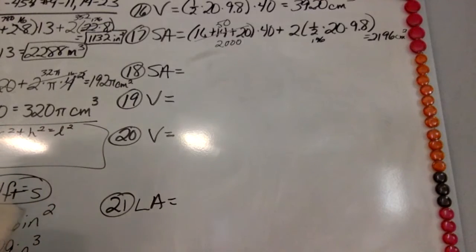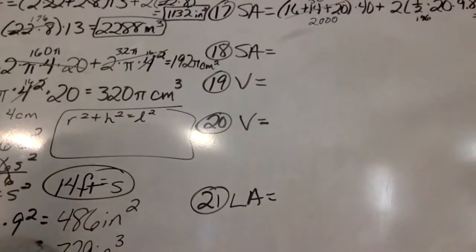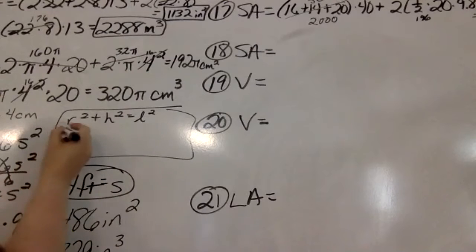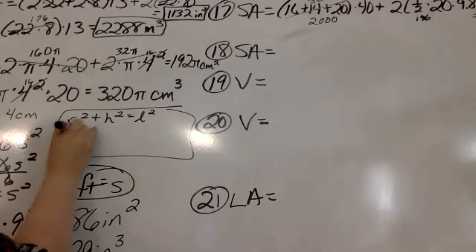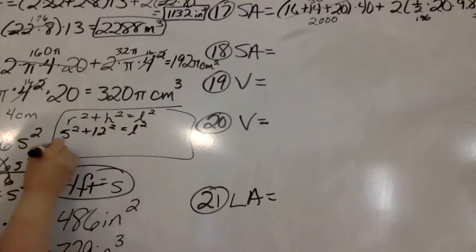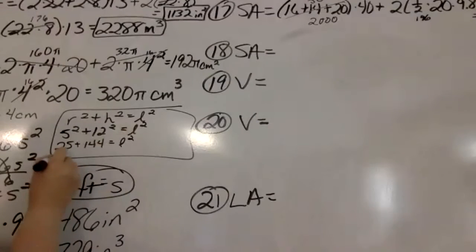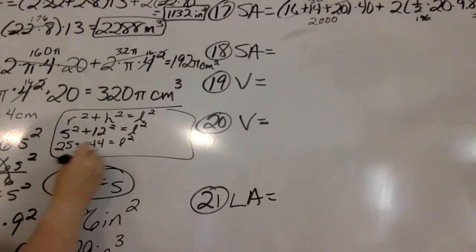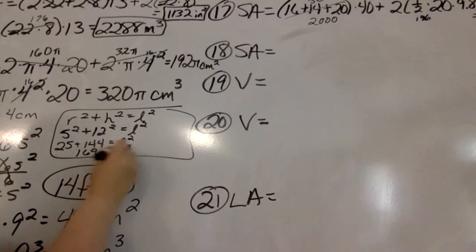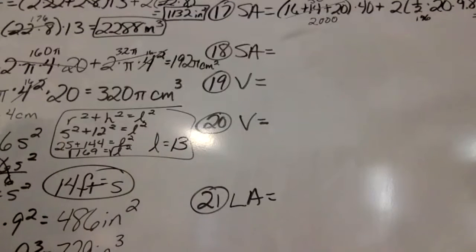Our radius that it gave us in the picture was what? 5. I looked at the wrong thing. The radius at the bottom is 5, so I have 5 squared plus the height, which was 12 squared, and I'm looking for my slant height. So 25 plus 144 equals 169. The square root of 169 is 13, so my slant height is 13.